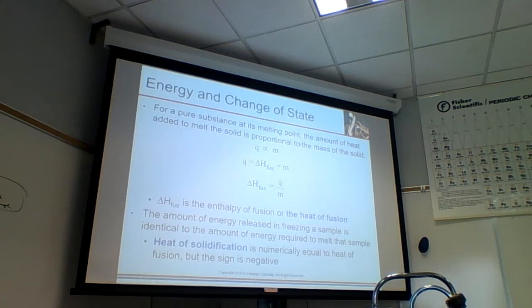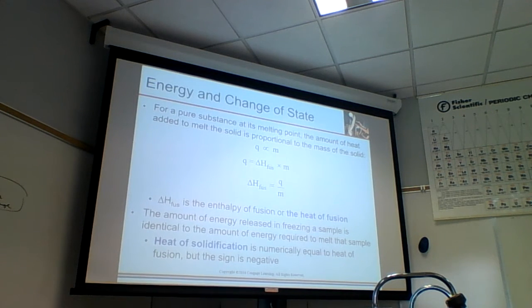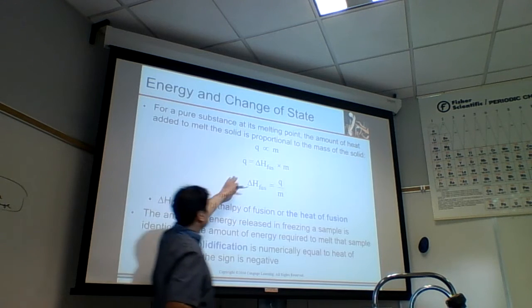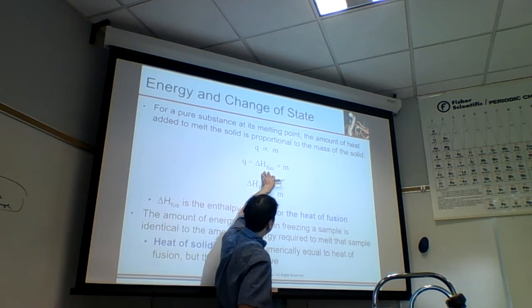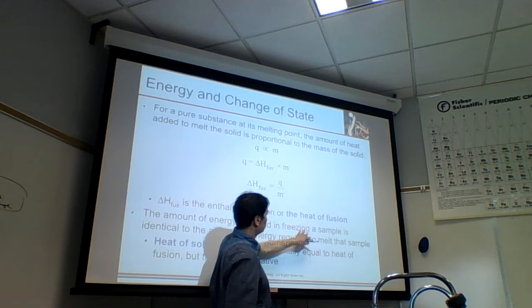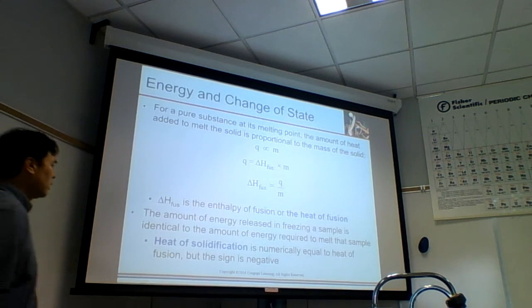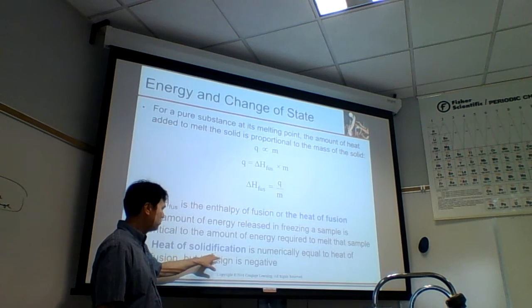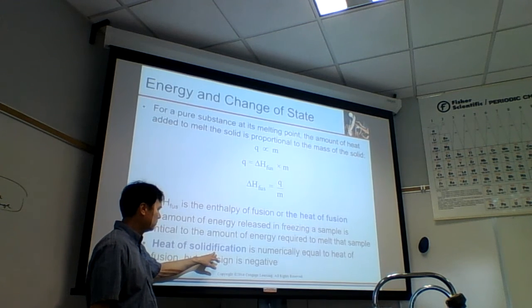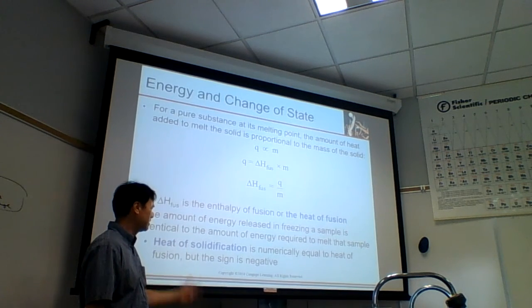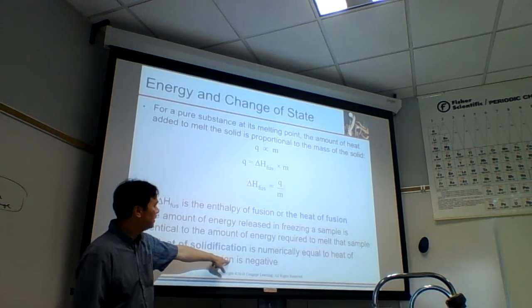Okay, this is the exact same equation here. Whenever we have a phase change, Q is equal to the amount times delta H of the phase change. So this is fusion. Fusion's melting. Then we have solidification. Solidification is freezing. And so heat of solidification is heat of freezing, delta H of freezing, which is the negative of fusion.